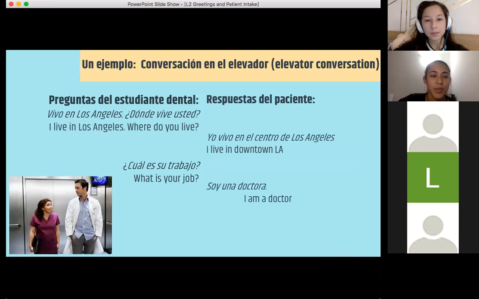Now we're going to have a little practice exercise. So we're going to pretend that we're in the elevator, and if I could get one or two volunteers to be the student, dentist, and the patient, so that we can read over this little dialogue. Anyone? ¿Dónde vive usted? Good pronunciation. Yep, I live in Los Angeles. Where do you live? Who wants to be the patient?